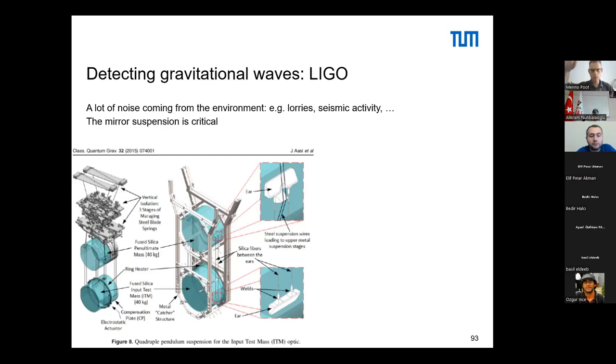So that one is swinging, the other one is kind of anti-swinging, hanging still in this case. And you can also see there are vertical isolation stages of steel springs and so on. So there's a lot of engineering going on.